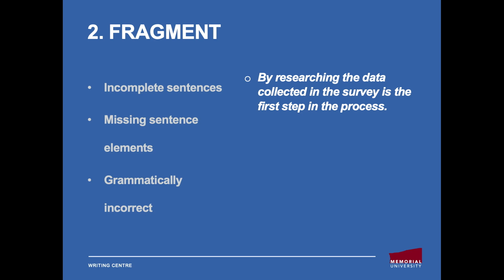By researching the data collected in the survey is the first step in the process. Clear example of a fragment error. There are missing elements. In my second example, researchers working on the project in the new facility. It's incomplete as well. I feel that there's something missing. So how can we fix these sentences?